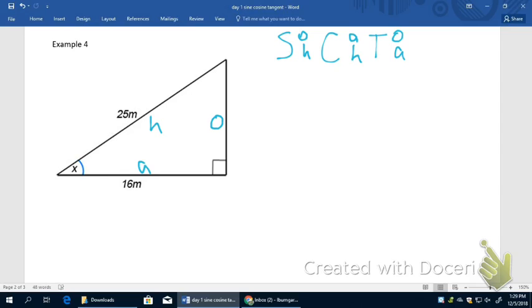Now let's see which side is not involved on our problem, which is the opposite leg. So I'm going to scratch out sine and tangent because they both need the opposite leg to be used. I'm going to be using cosine here. So the cosine will be of my angle, and it will equal adjacent divided by hypotenuse, so 16 over 25.